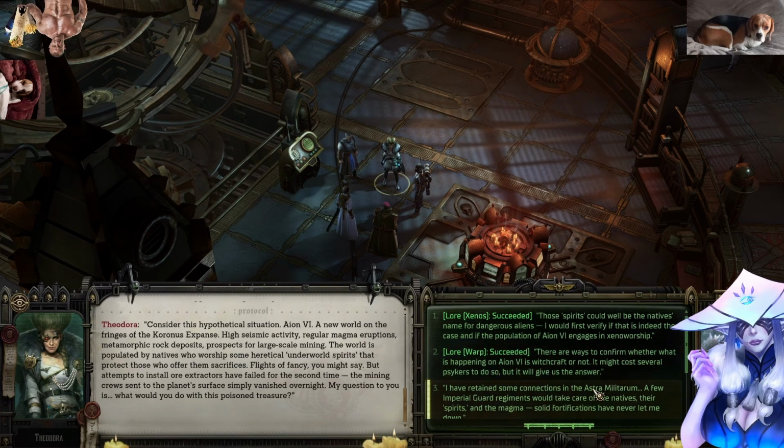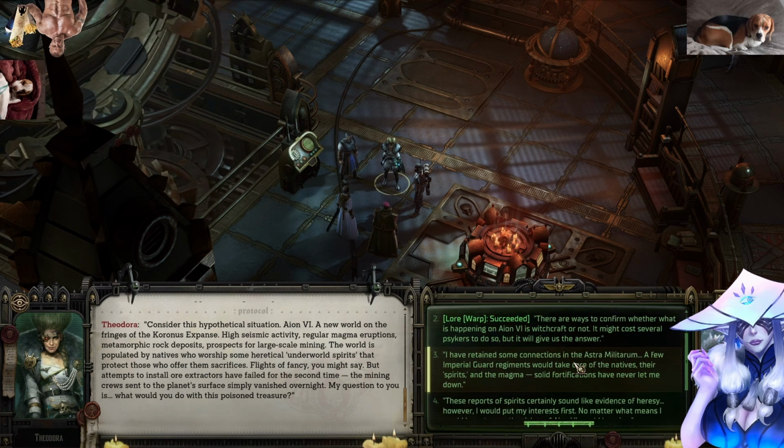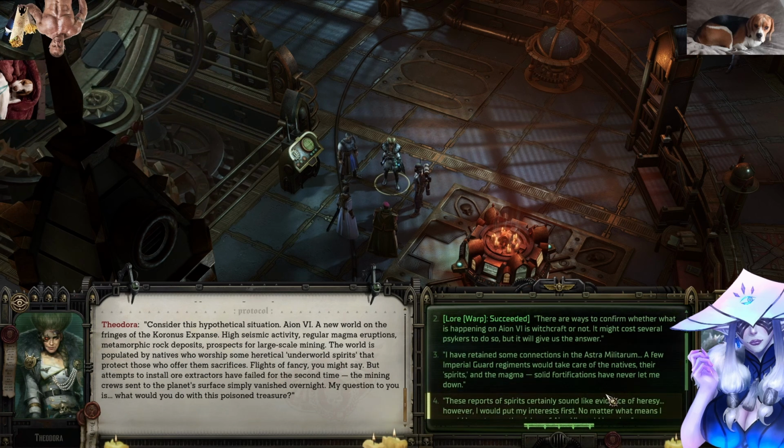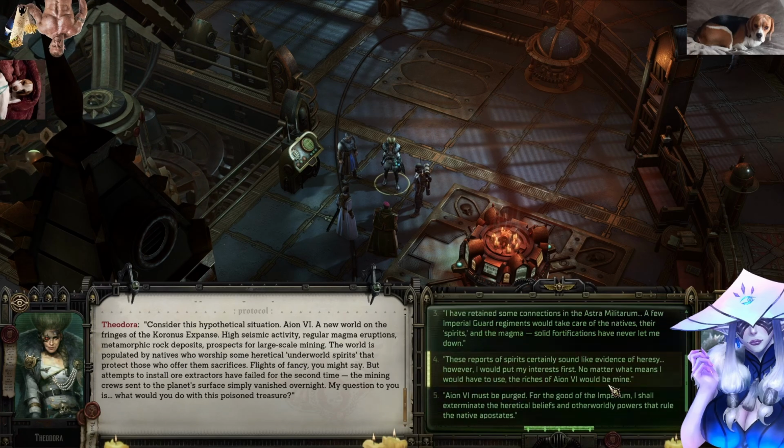They'll wish to confirm whether what is happening on Aeon 6 is witchcraft or not. It might cost several psykers to do so, but it will give us an answer. I have retained some connections with Astra Militarum. A few Imperial Guard regiments will take care of the natives, their spirits, and the magma. Solid fortifications never let me down.